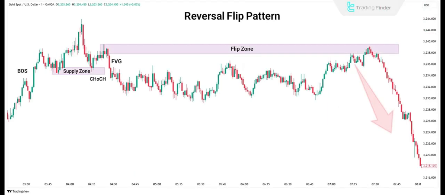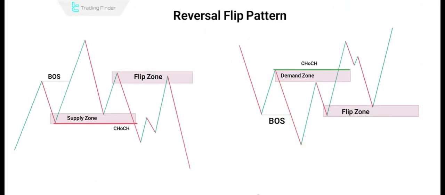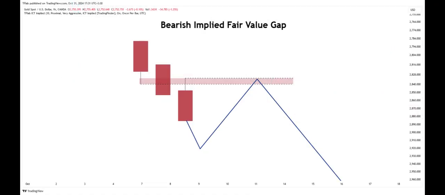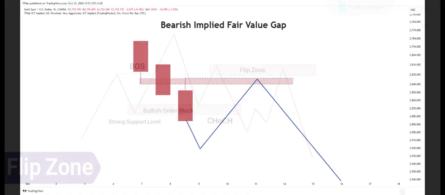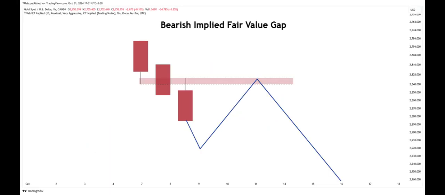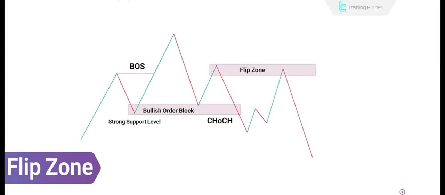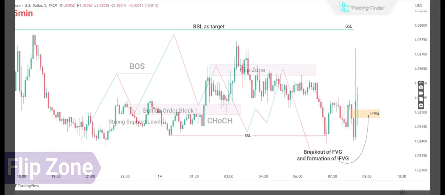Number 3. How to mark a flip zone. After the break, find the candle that triggered the move. This is often at the end of the pullback and start of the impulse leg. To draw the flip zone, mark the high and low of this candle with a rectangle. Wait for price to return to this zone. If the following candle has a large body and clear gap, the flip zone's validity strengthens.